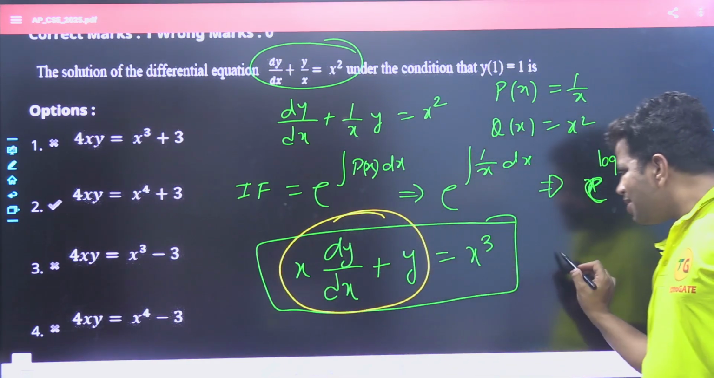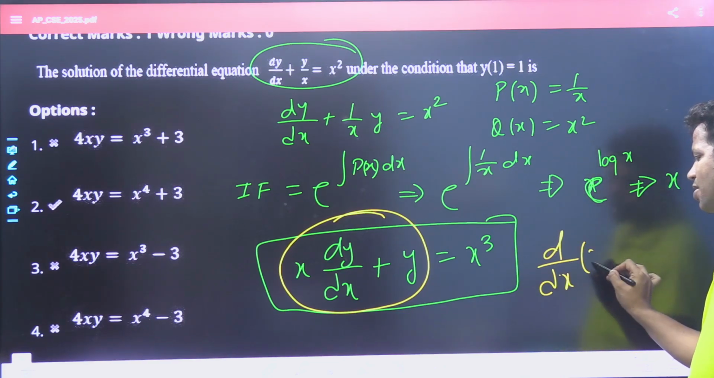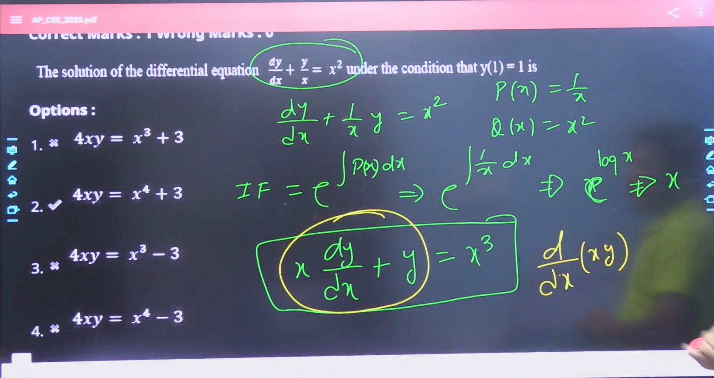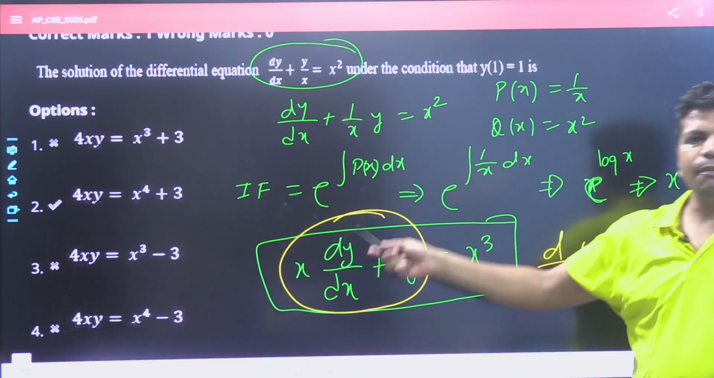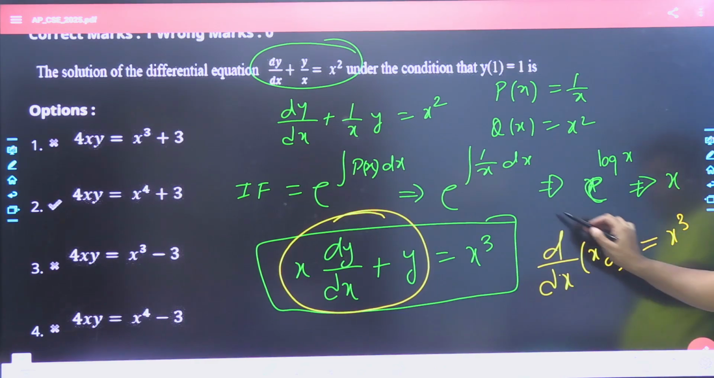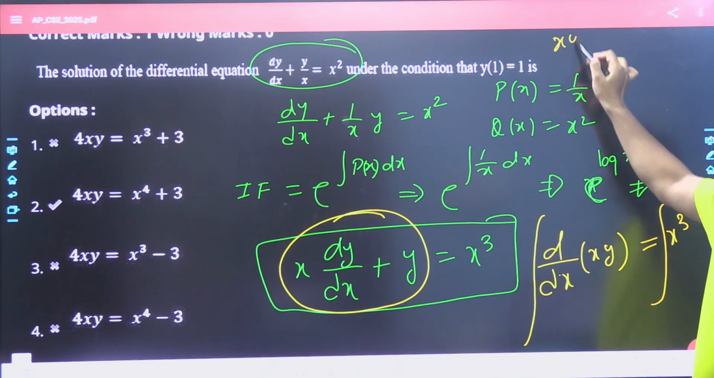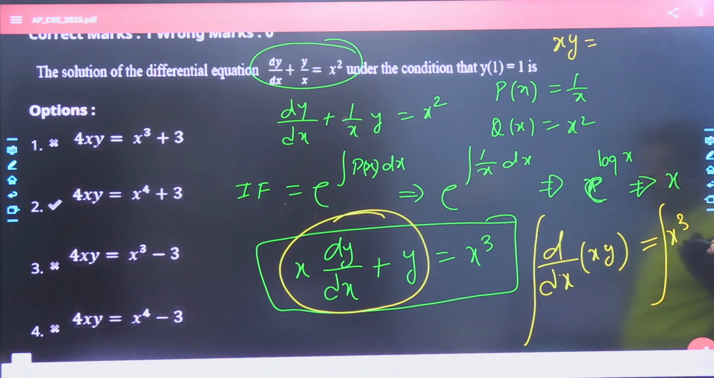It is nothing. It is simply the differentiation of xy with respect to x, and this is equal to x cube. Now we can take integration on both sides. So if we integrate this differentiating factor, it becomes xy only, and the integration of x cube is what?